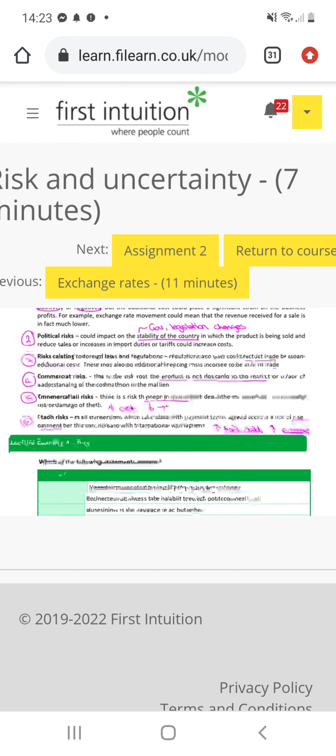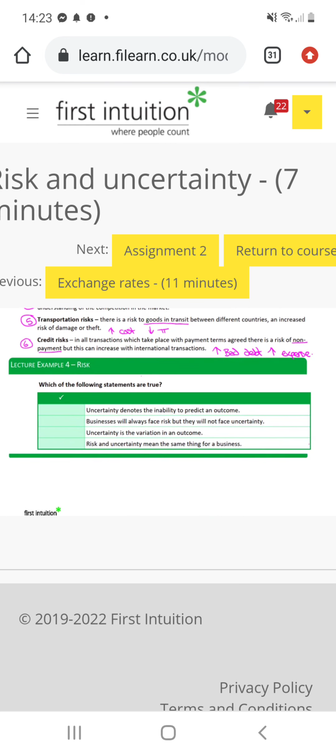In lecture example 4, we need to look at which of the following statements are true. The first one here is uncertainty denotes the inability to predict an outcome. And this is the correct answer as per our definition from the top of the page.